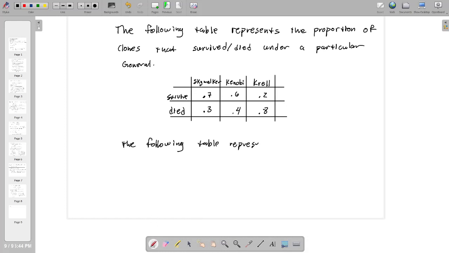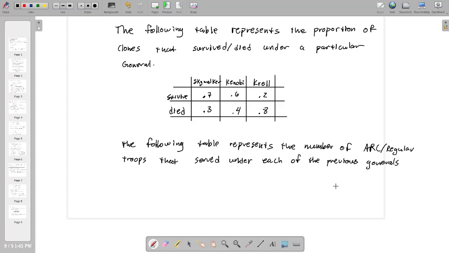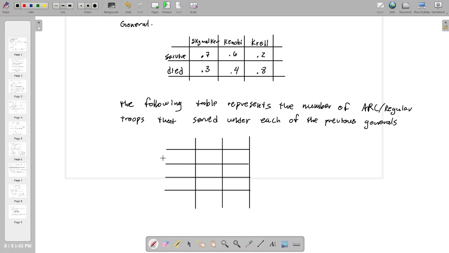The following table represents the number of ARC and regular troops that served under each of the previous generals: Skywalker, Kenobi, and Krell. ARC troopers and regs. Let's say that Skywalker had 400 ARC troopers and 2,000 regs. Kenobi had 100 ARC troopers and 1,200 regs. And Krell had 200 ARC troopers and 5,000 regs.